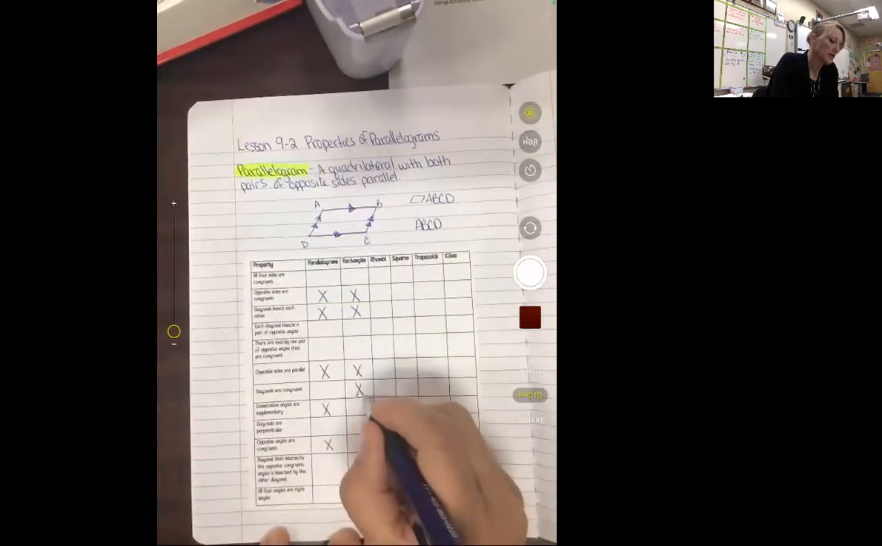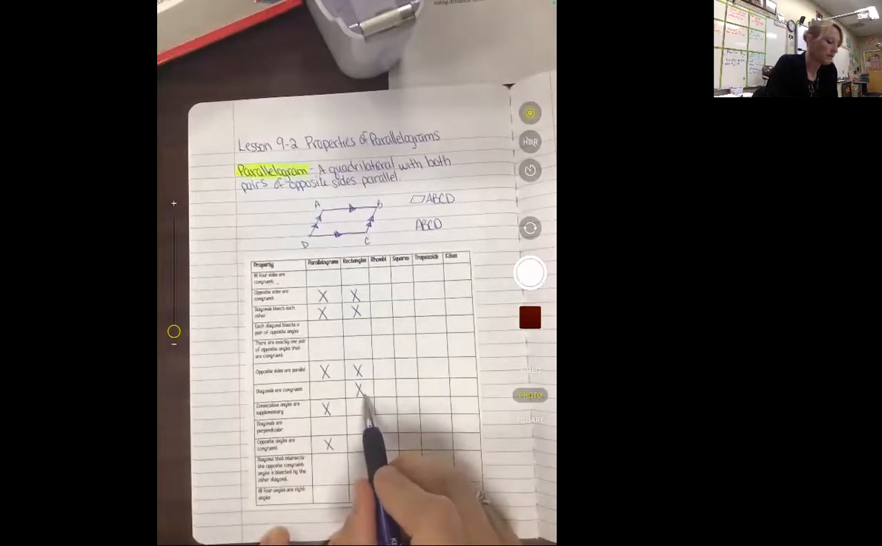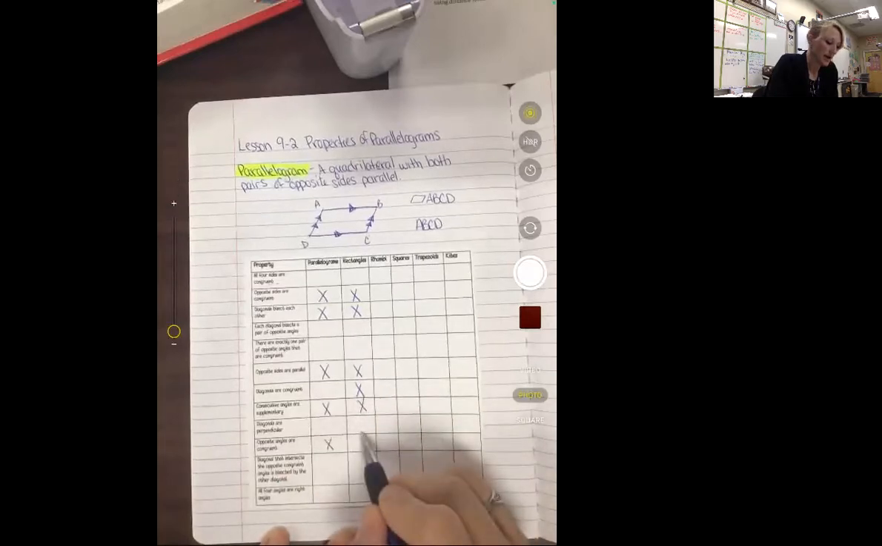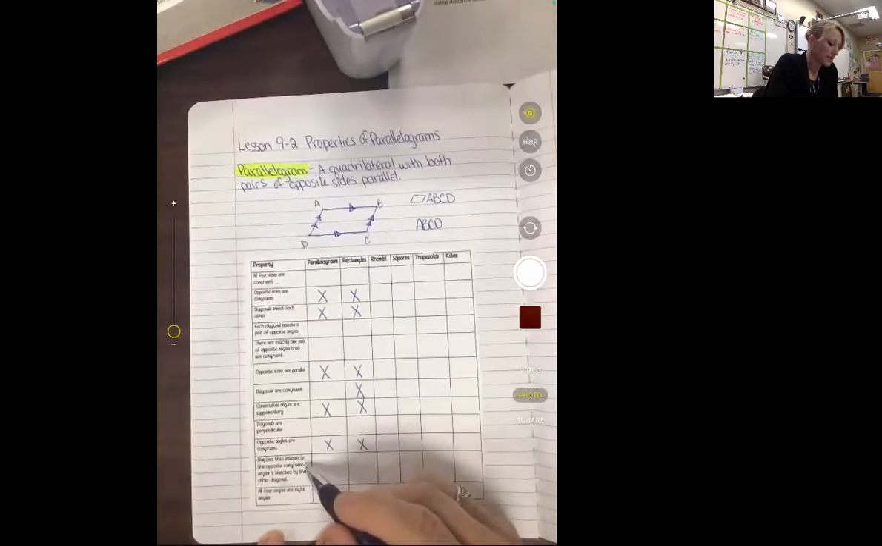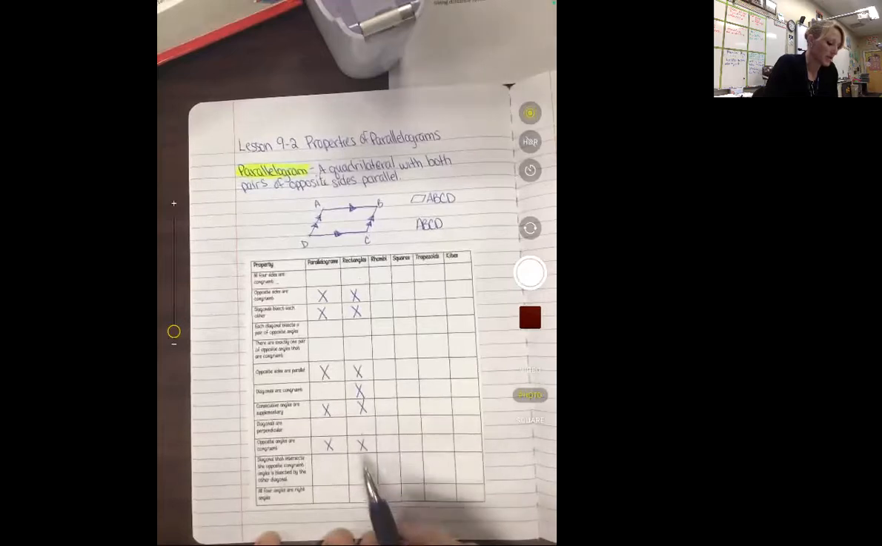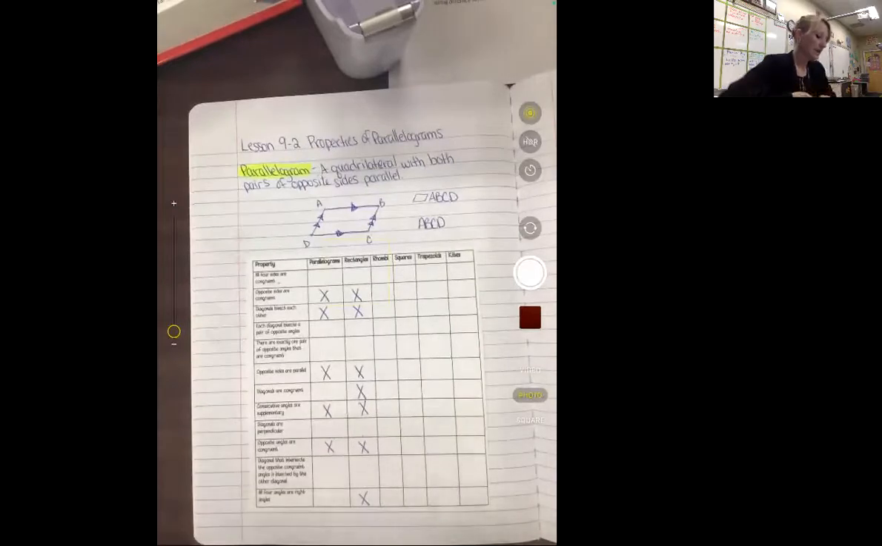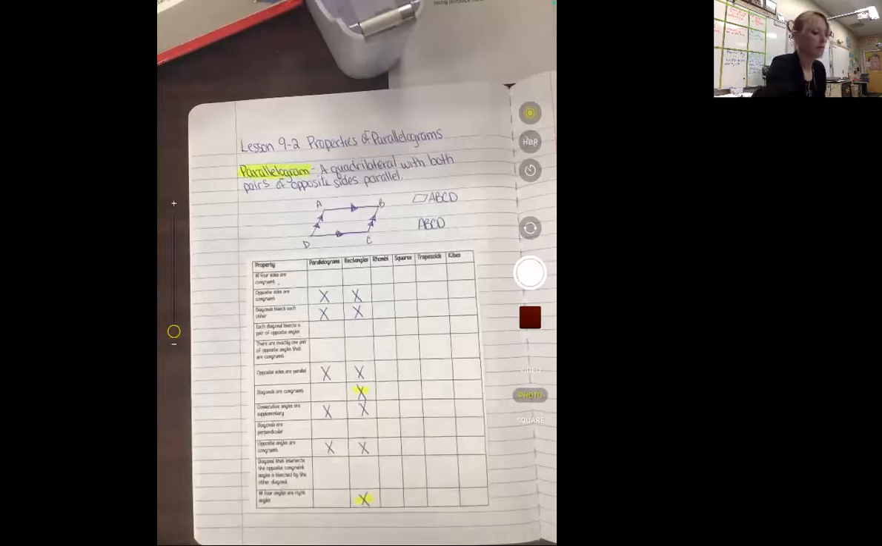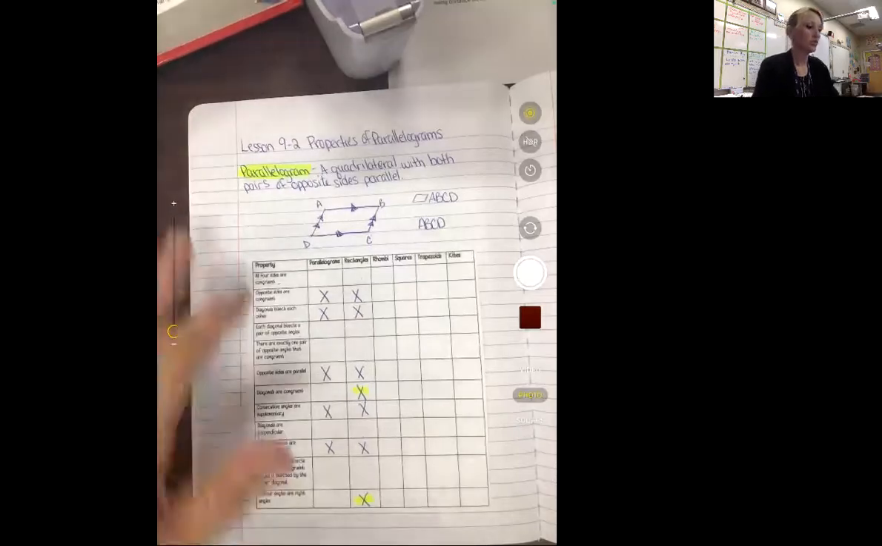Diagonals are congruent. Okay, so there's the special one in a rectangle. Consecutive angles are supplementary, yes. Diagonals are perpendicular, that does not happen in a rectangle. Opposite angles are congruent, yes. A diagonal that intersects the opposite congruent angles is bisected by the other diagonal, no, that does not happen. And all 4 angles are right angles. So the rectangle has 2 properties that are special to rectangles that parallelograms themselves don't have. Otherwise, it has all of the parallelogram properties and then those additional 2.